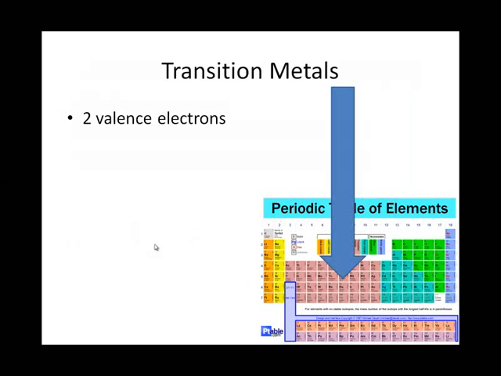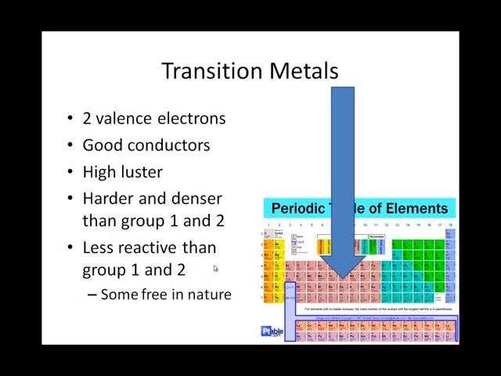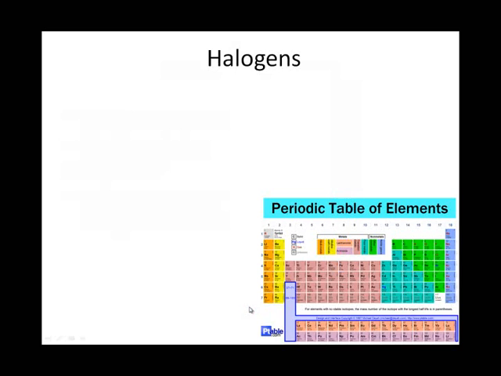And they all have 2 valence electrons. They are good conductors of electricity and heat. They have high luster, which means they're shiny. They are harder and denser than groups 1 and 2. Okay, and they are less reactive than groups 1 and 2. So they are not as reactive as these 2 groups here. And because they are not reactive, some of them are actually found free in nature, and you're probably familiar with those, things like copper and gold and silver. You can actually mine for those.